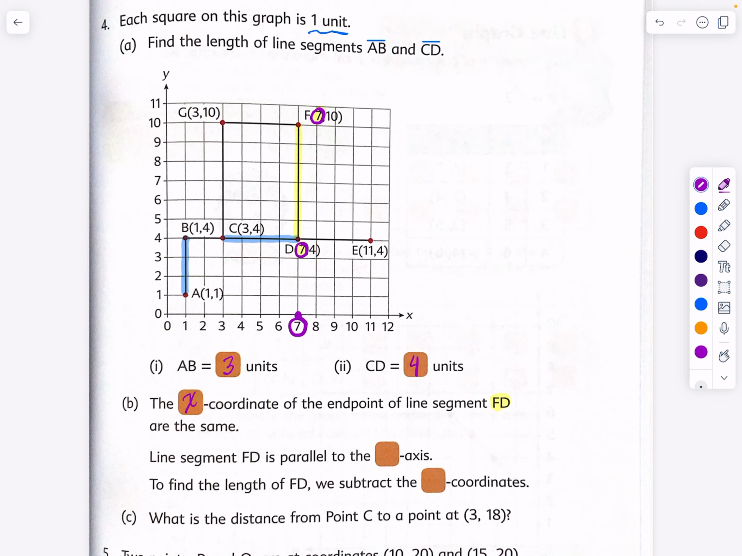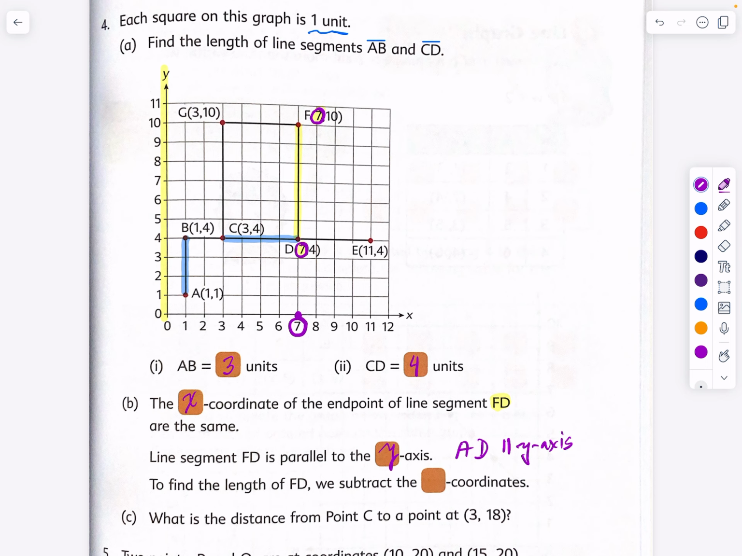Line segment FD is parallel. Oh, okay, our parallel lines. I hope you notice that this line segment is parallel to the y-axis, right? So let's label it. Line segment FD is parallel to the y-axis. We would write FD is parallel to the y-axis, like that.